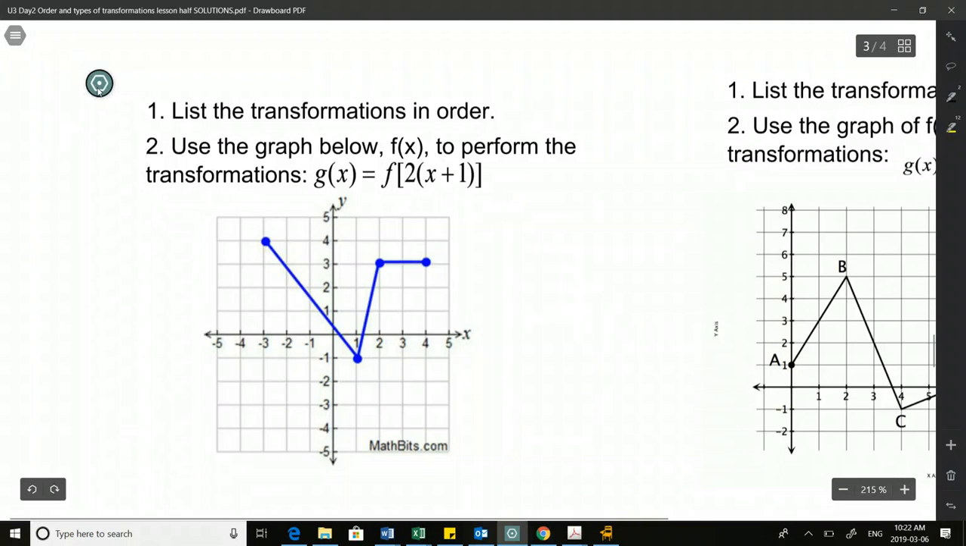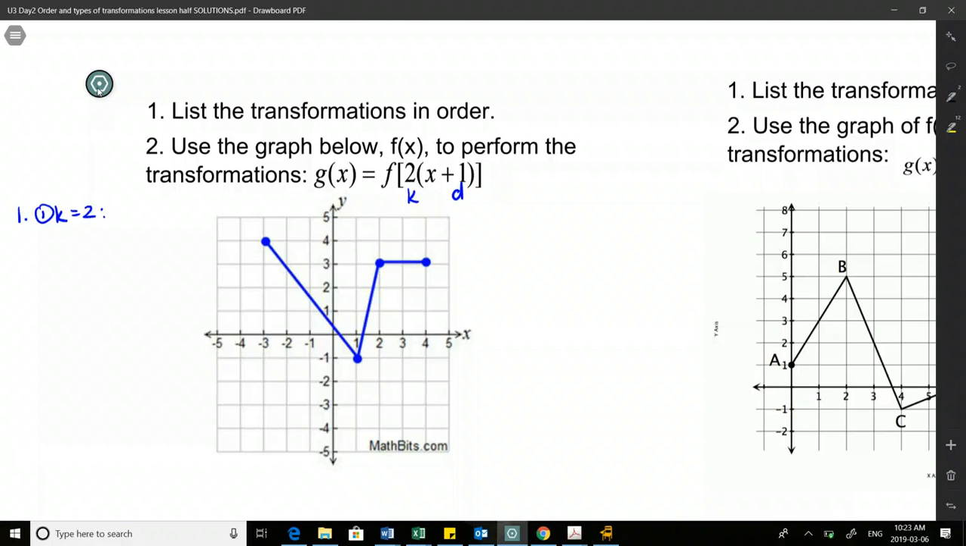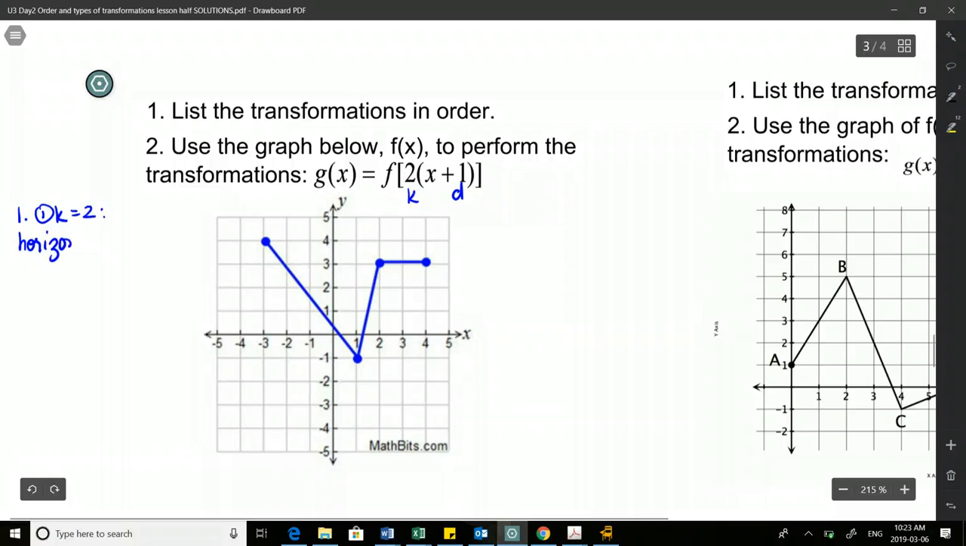Okay. We're going to list the transformations for part 1. So what do we have here? What variables? We have a D. We have a K. Okay, so my first transformation is the K value of 2. Can somebody tell me what this does to my graph? Good. Joey? Like in words, what is the transformation? Oh, is it horizontal? Close. Compression? Horizontal compression by a half.